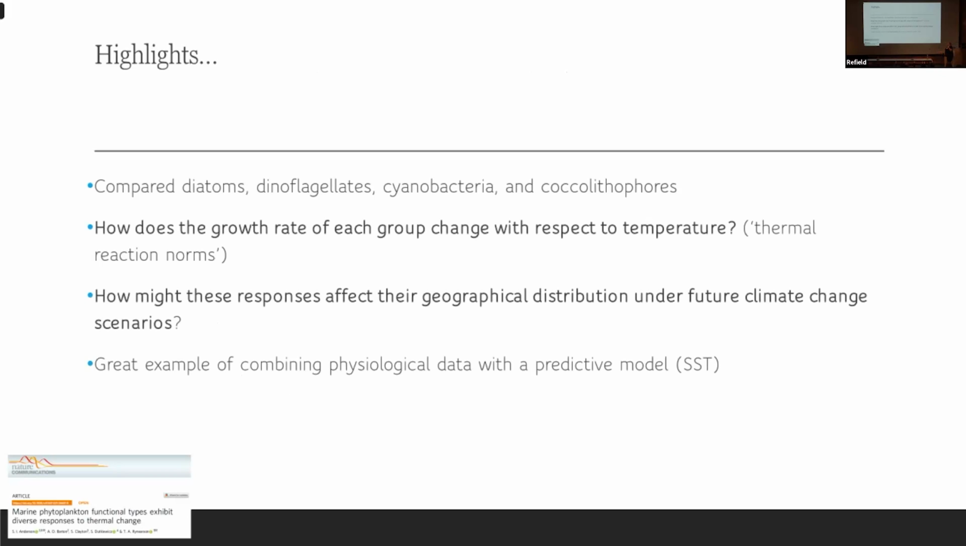scenario? I think this is a great example, first of all, of combining observational data with a predictive model. This was a model of sea surface temperature. I also love that they compared their results to another formulation. This is the Eppley 1972 formulation, which for many, many years, modelers have been using to describe the response of phytoplankton growth to temperature. And I'm going to show you that here in just a second.